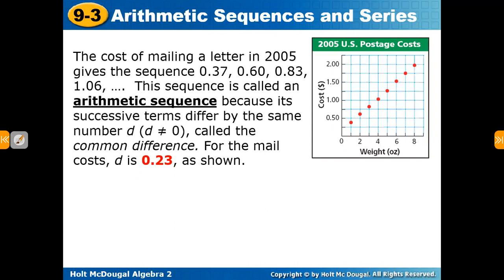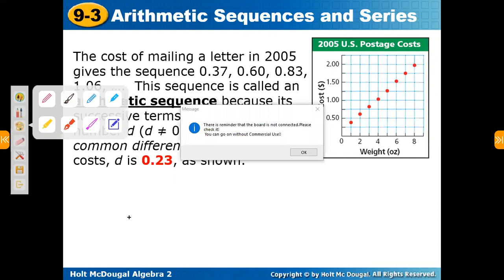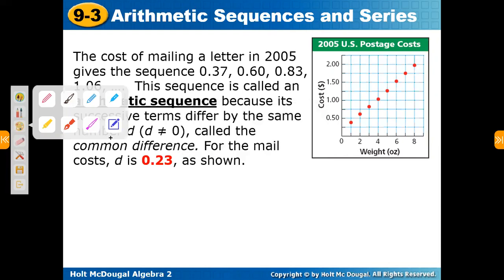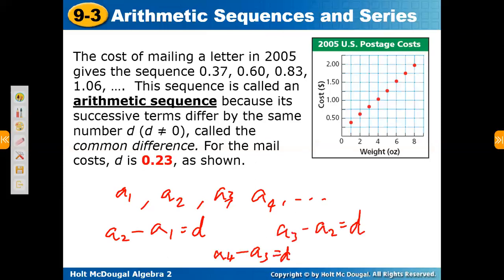What does it mean? It means that if I have a sequence with the terms A1, A2, A3, A4, etc. The difference between, let's say, if I was to take A2 minus A1, the difference is D, then A3 minus A2 will also be D.